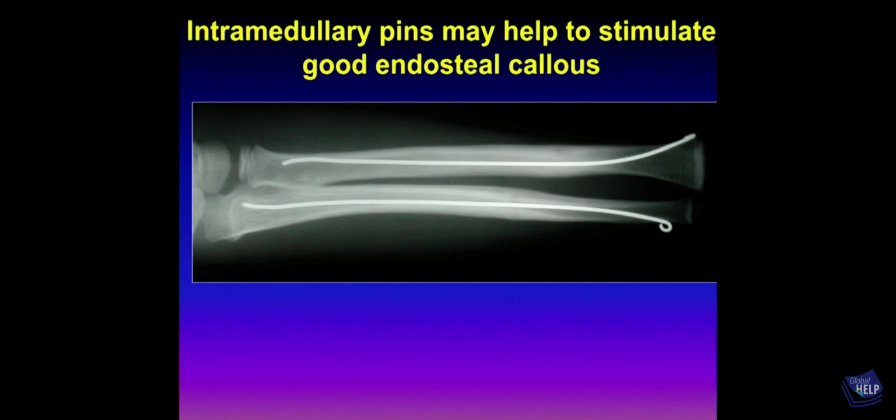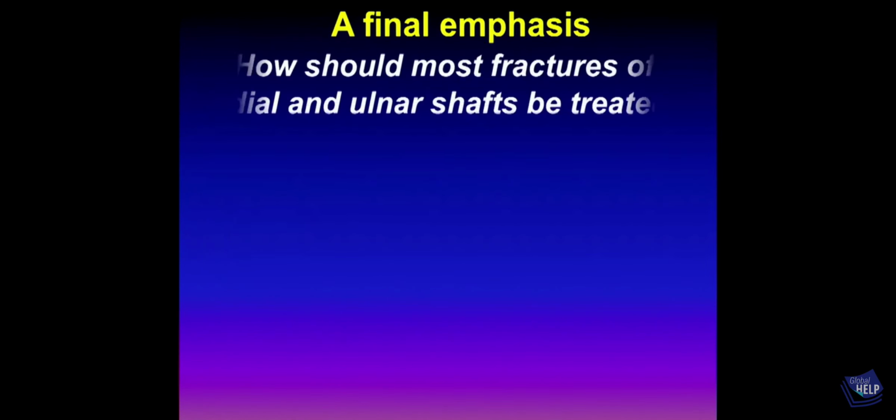Okay. These are 0.62 K-wires, which provide pretty good stability, but they're easily bent. Now, it's some thought that maybe the intramedullary pins will stimulate good endosteal callus. So that may be an advantage of using those.